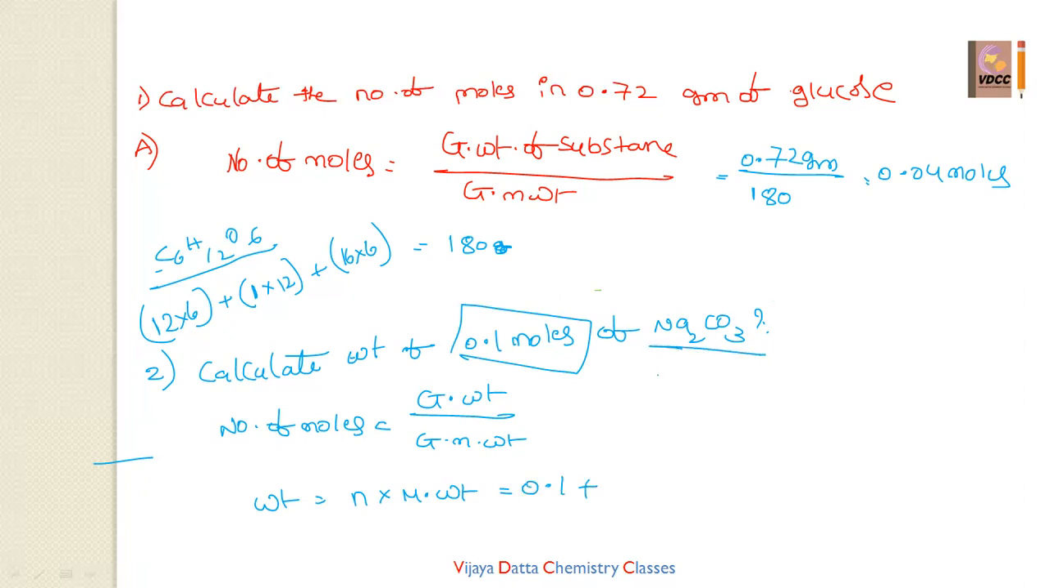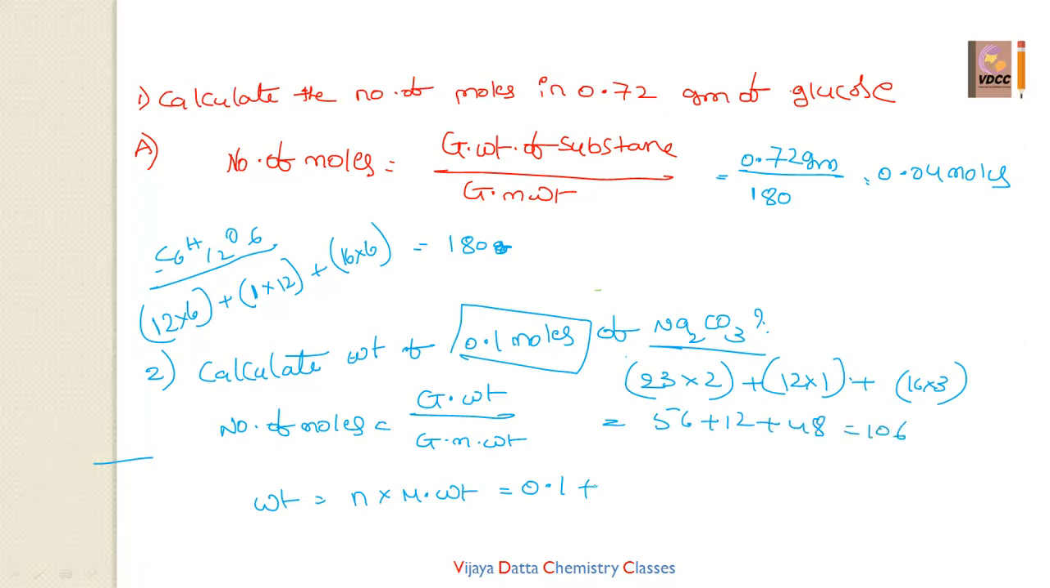For 1 sodium it is 23, and 2 are there. So 23 into 2, plus carbon is 12, only 1 is there, 12 into 1, plus oxygen is 16, and we have 3, so 16 into 3. If you add these, it is 46 plus 12 plus 48. You will get 106 exactly.